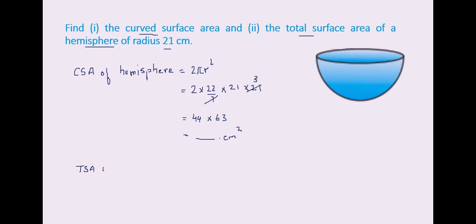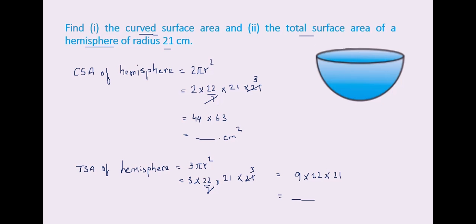TSA of hemisphere. Again, note down the formula. What is the TSA? 3 pi r square equals 3 into 22 by 7 into 21 into 21. 7 threes are 21. So 9 into 22 into 21. Multiply this. Your answer is the total surface area of the hemisphere.